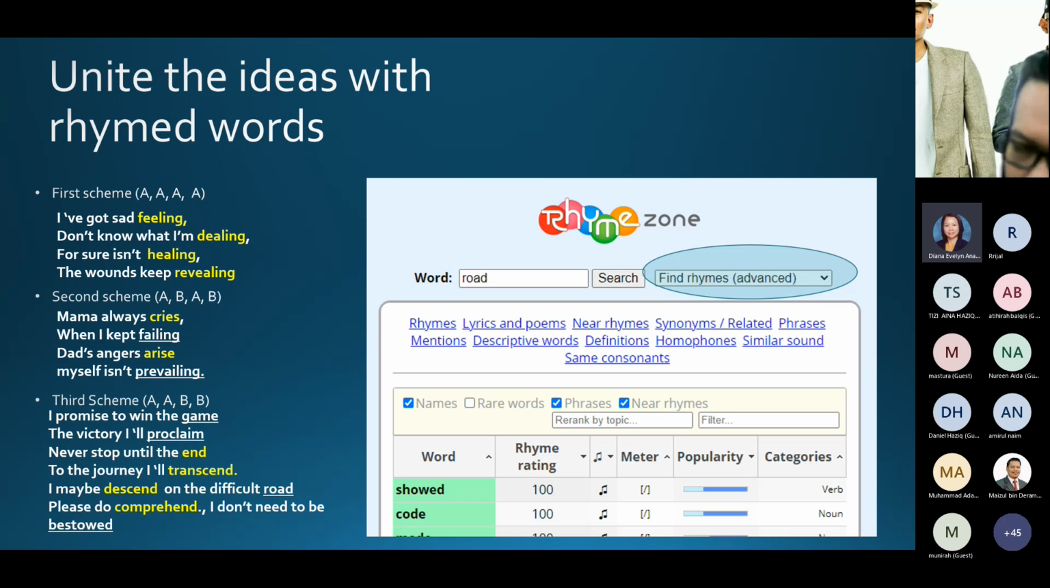Game and proclaim rhyme, and then and transcend also rhyme. And I tambah sikit lagi lah, nak bagi complete because now 16 bar. So yang bawah ni I gunakan, I may be descend on the difficult road, please do comprehend. So descend and comprehend, so AB, AB. I gunakan AB, AB yang last 2 bars.